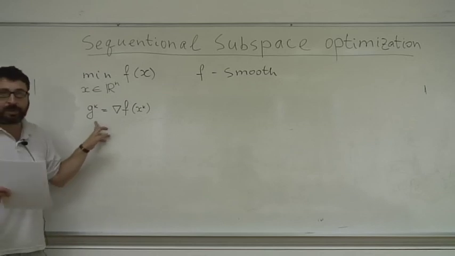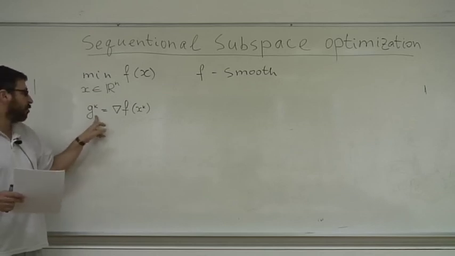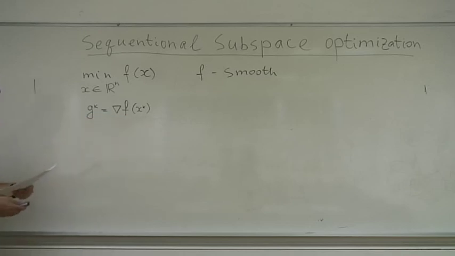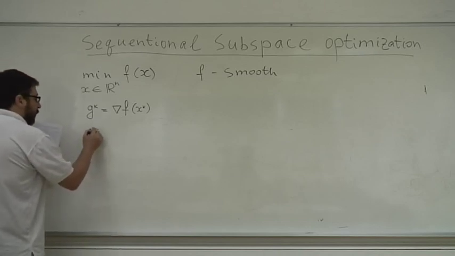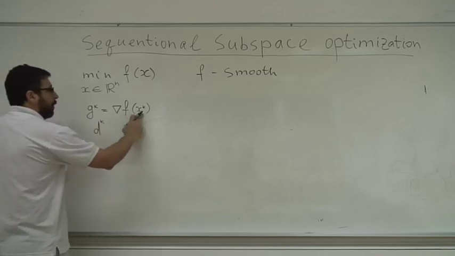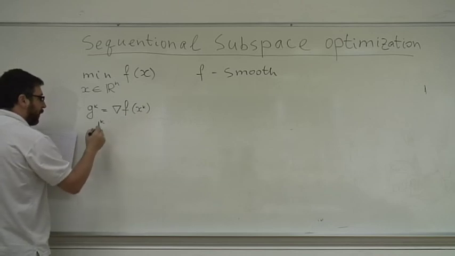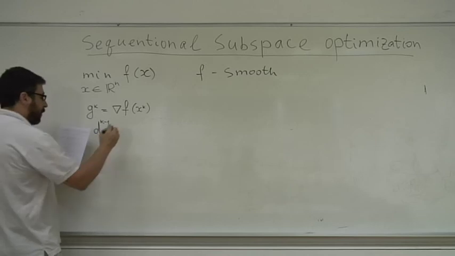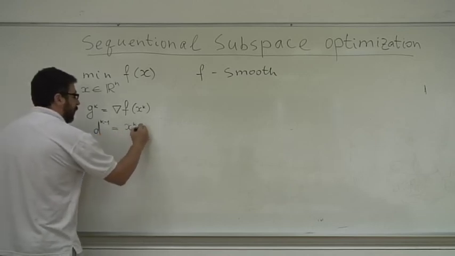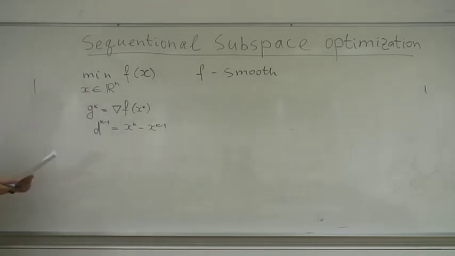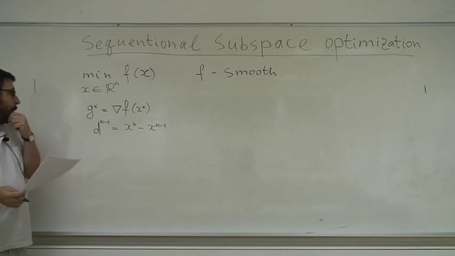And as usual, our notation for the gradient is gk at iteration k. And what else will we use? The direction which brought us to the point xk. So it was dk minus 1, equal to xk minus xk minus 1.